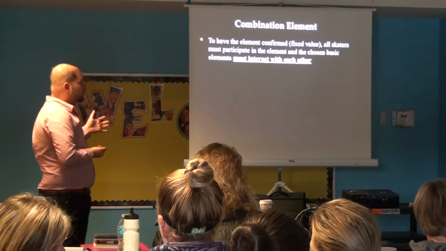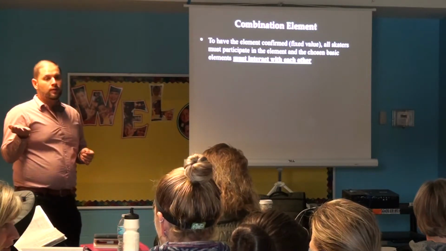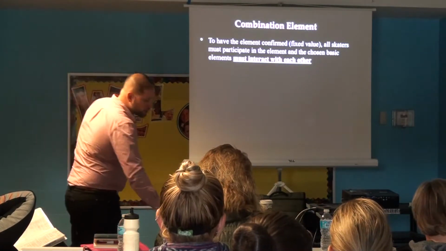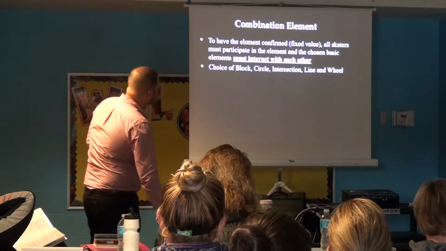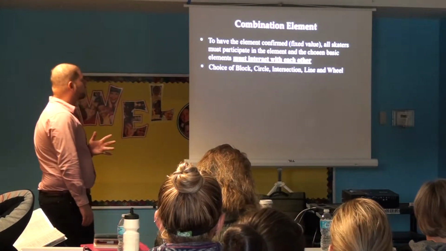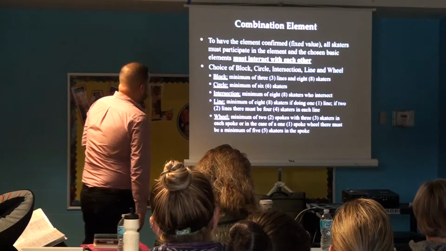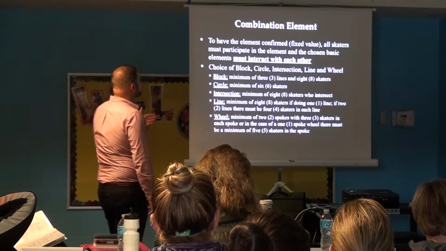It has a fixed value, as you all know. It's either going to be called confirmed or not confirmed. And the chosen elements have to interact with each other. You have a choice between 5 things: block, circle, intersection, line, and wheel. And these are the requirements for whatever you choose to have.